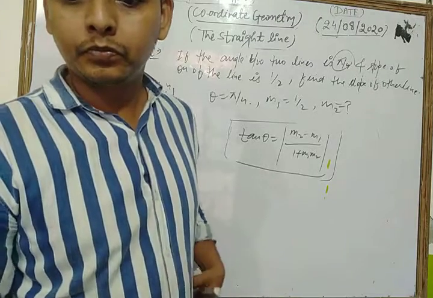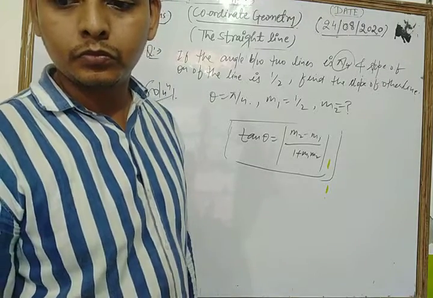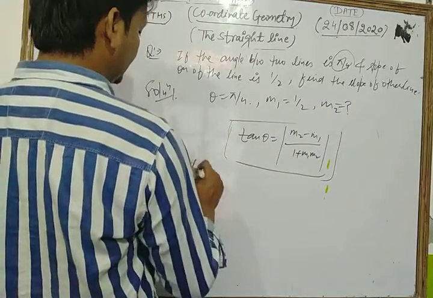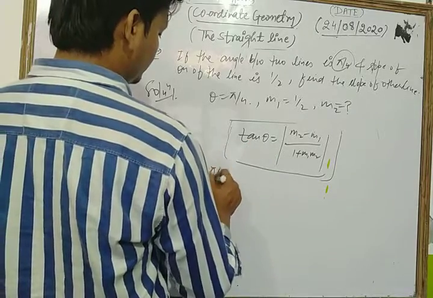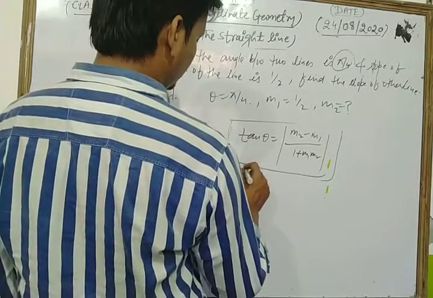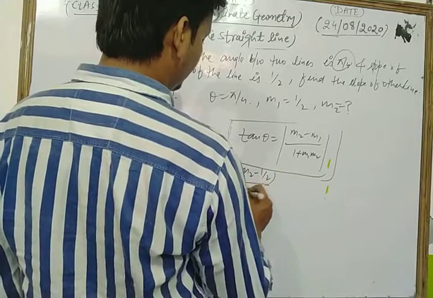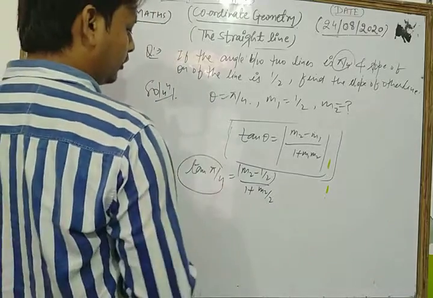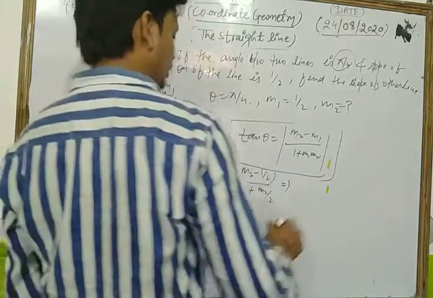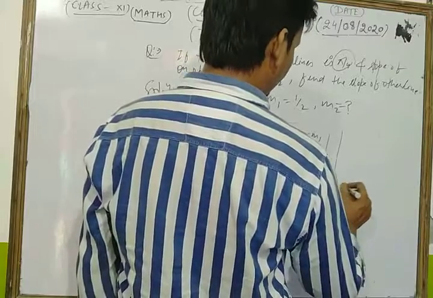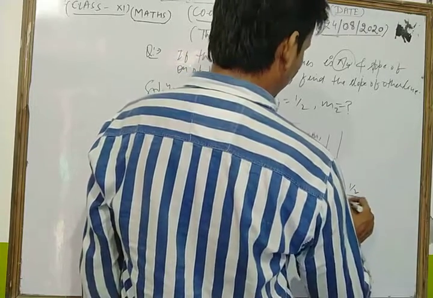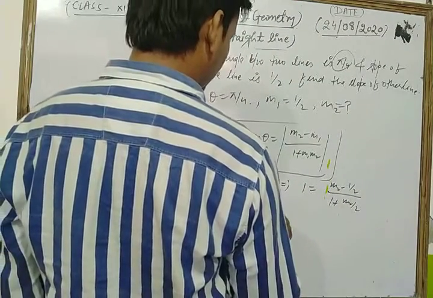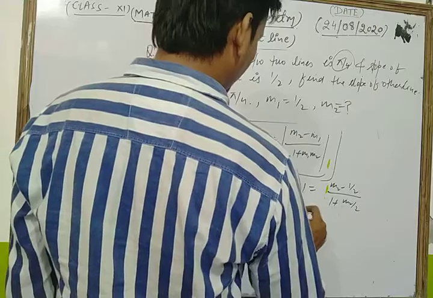Let's see its solution, dear student. We put all the values in that formula, so we get tan pi by 4 is equal to (m2 minus 1 by 2) upon (1 plus m1 m2), which means 1 plus m2 by 2. The value of tan pi by 4 is 1, so 1 is equal to (m2 minus 1 by 2) upon (1 plus m2 by 2). We now do cross multiplication. We have 1 plus m2 by 2 is equal to m2 minus 1 by 2.